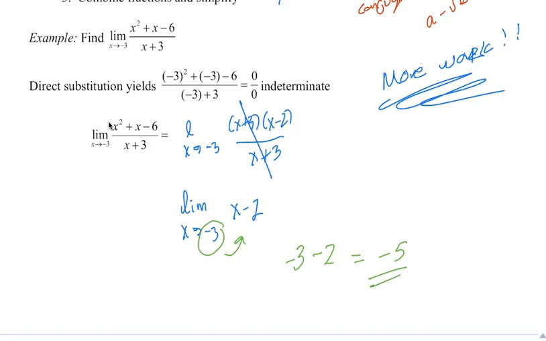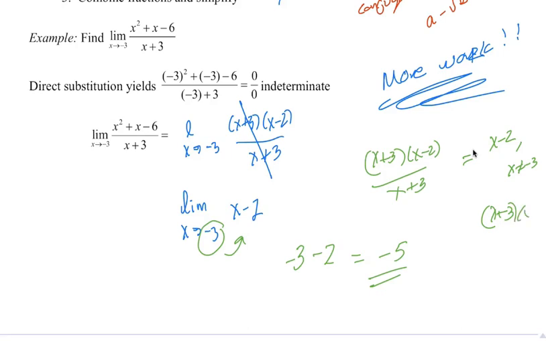As we talked about before, x plus 3 times x minus 2 over x plus 3 does not equal x minus 2. It equals it when x does not equal negative 3, right? When it has a hole, they're the same. But by itself, it doesn't equal. So you can't just go from x plus 3, x minus 2 over x plus 3 straight to x minus 2. These are not the same, right?